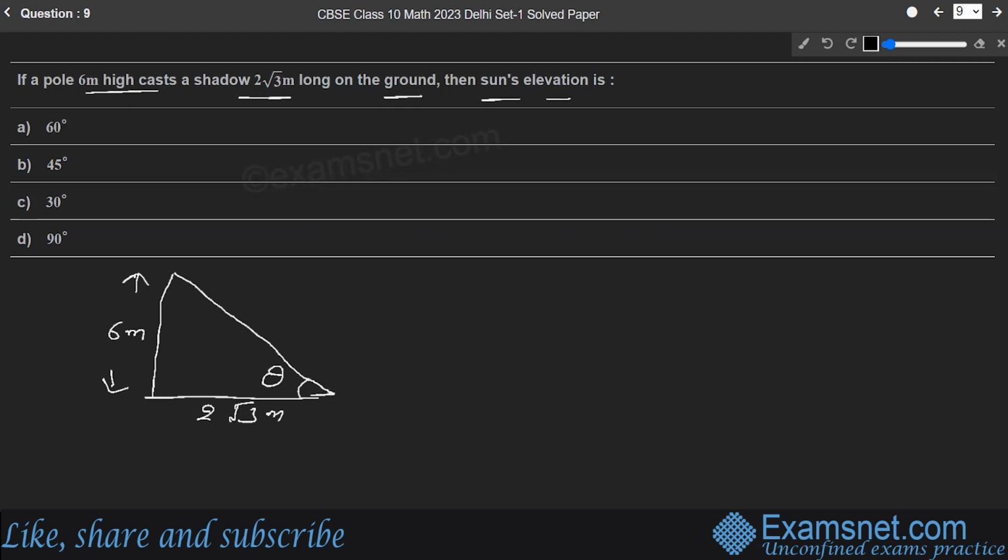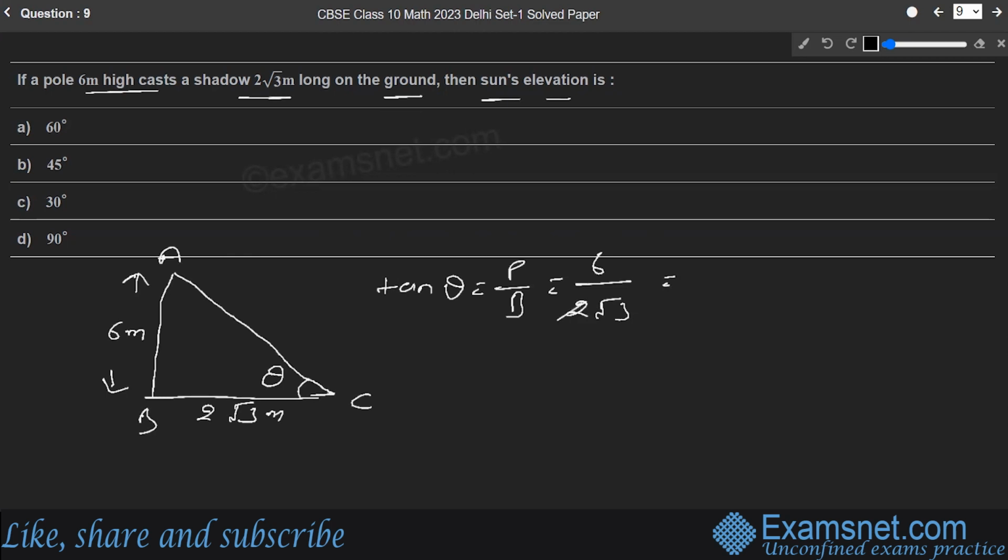So this is the diagram with us. Let us name these points as A, B, and C. We need to know the sun's elevation, that is, we need to know theta. So we can use tan theta equals perpendicular over base. Perpendicular here is 6 meter, base here is 2 root 3 meter, and that has to be the tan theta value.